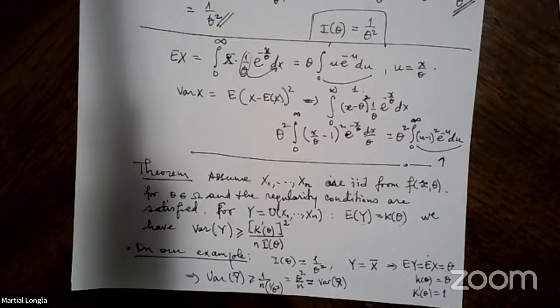Now, what are the regularity conditions? Excuse me, Dr. Longla. Yes, sir. So I of theta is calculated from f of x, and the k of theta is computed from another function Y equals some function of x, right? Yes, Y is u of x1 through xn, any function of this random sample that you have. Oh, okay. All right, thank you.